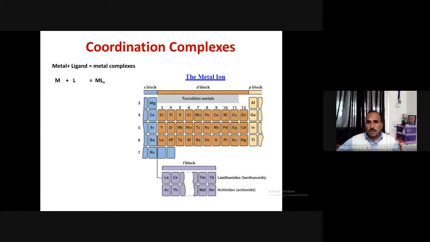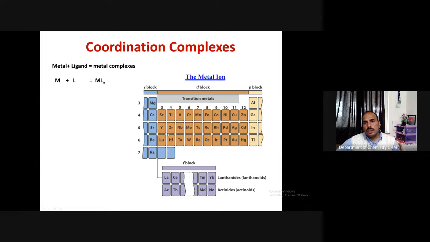So you know what the metal ions are. Although the s block elements are also metal ions, we are talking about transition metal ions over here. That is these three series: scandium to zinc, and zinc we also consider over here because zinc complexes have very similar properties to the other transition metal complexes, so it's good to study them together. Then gallium to cadmium, then lutetium to mercury.